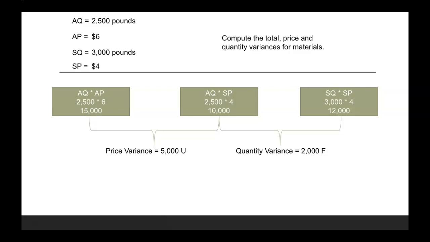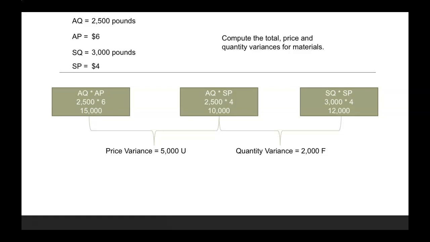We expected going into the month that we were going to need to use 3,000 pounds if we were to produce 1,000 units. We were actually able to do all of this with just 2,500 pounds. So we used less materials than what we expected, giving us a favorable quantity variance.